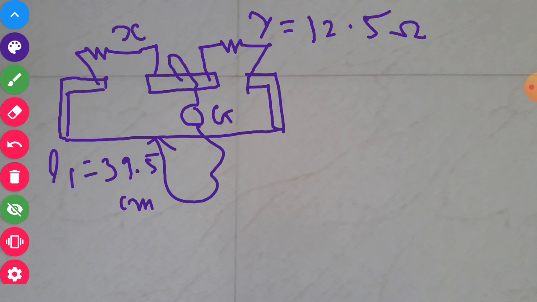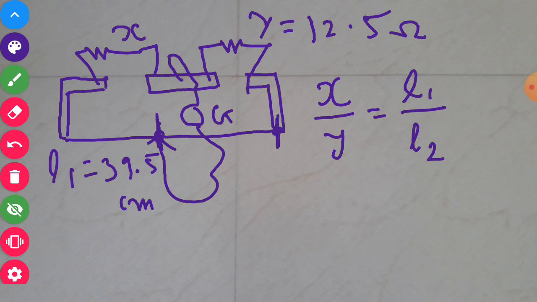Now we want to find out the value of X. The balance condition is: X upon Y is equal to L1 upon L2. Here Y is given, L1 is given, L2 can be found. L2 is 100 minus 39.5, the remaining portion. You subtract 39.5 from 100, so this remaining portion you will get, that is L2. So you can easily find the value of X.